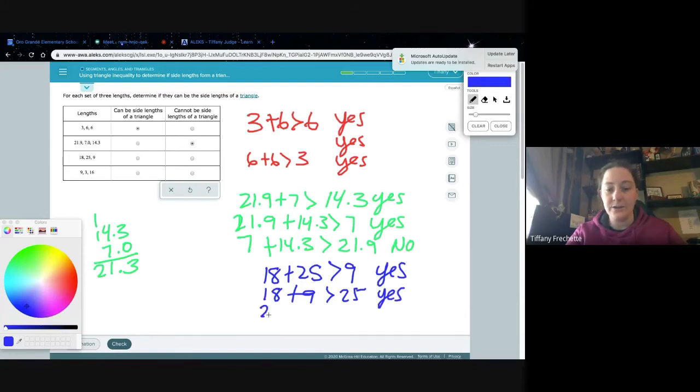And then the last one is 25 and 9 is greater than 18. Well, 25 is greater than 18, so no matter what I add to it, it's still going to be greater than 18. So we have another yes here.